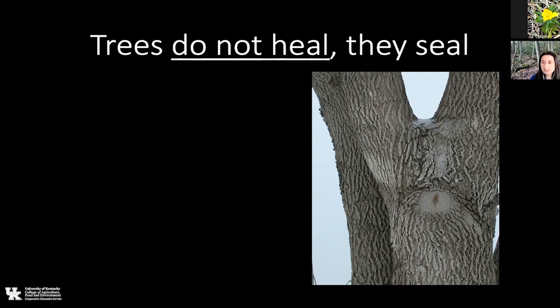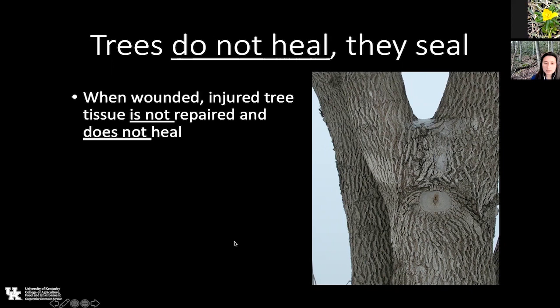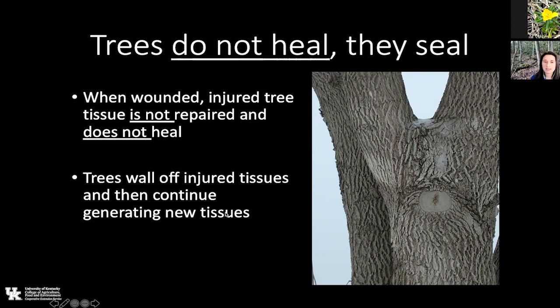But what they do is they seal it off, and they'll seal off that oak's exposed wood. They'll seal it off to prevent fungi and insects from getting in there, to protect their internal heartwood from further decay. But it's really tough for them once their bark is compromised. They've got to seal that off as fast as they can, which requires some vigorous growth on the part of the tree. But it's hard for them to defend themselves past that point. So when a tree is wounded, an injured tree tissue is not repaired and it never heals. Trees wall off those injured tissues and then will continue generating new tissues.